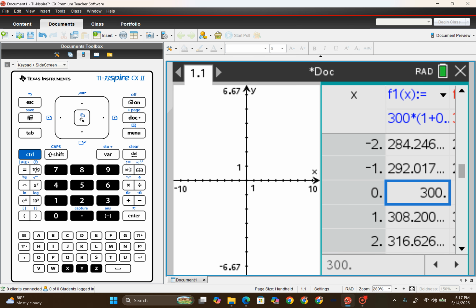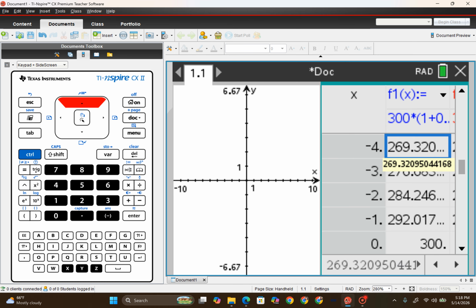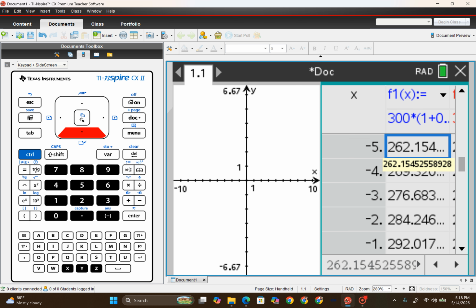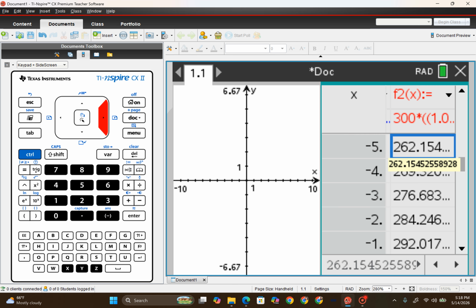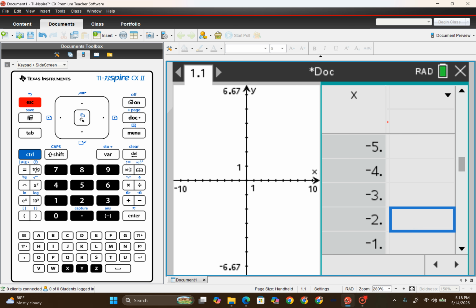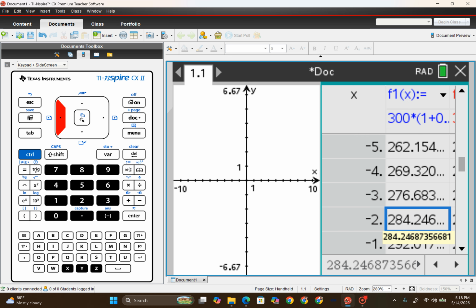Here you go. So here is my function. I typed in the 300 times 1 plus and so on. Now when I go to the numbers, this is the blue graph, the f1 of x, and this is the f2 of x. If you see these two numbers here, they are the same, exactly or just about the same. You have to look and see where the y1 and the y2, or the f1 and the f2, are the same number. That is the easiest way I can explain this.